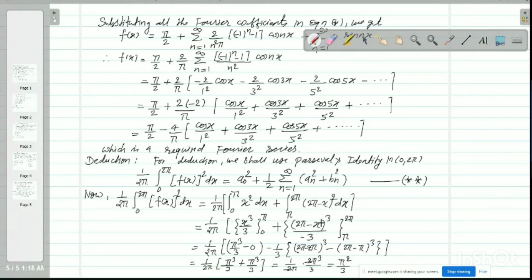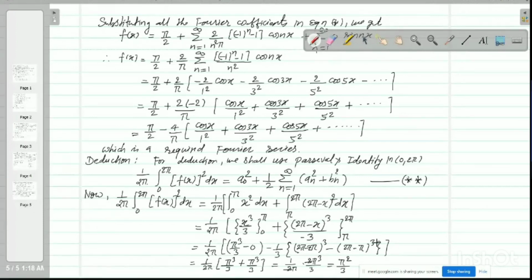Please do not open the bracket, just integrate this. But the thing is that you should divide by its coefficient. Your coefficient is -1. If you open these brackets, you will get a complicated integration. So this is pi square by 3.